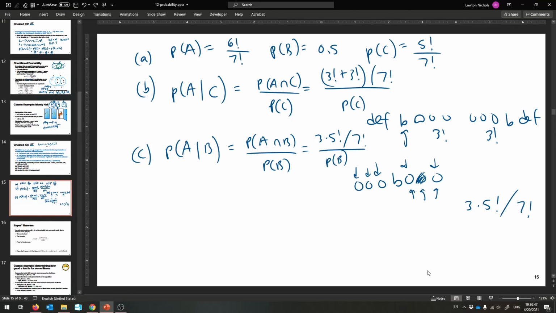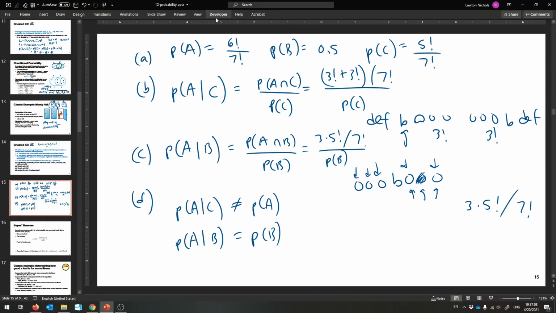So it looks like A and C are not independent, and A and B are independent. Okay? So it just so happens, if you do the math, apparently P of A given C is not equal to P of A, but P of A given B is equal to P of A, and so A and C are not independent, but A and B are.